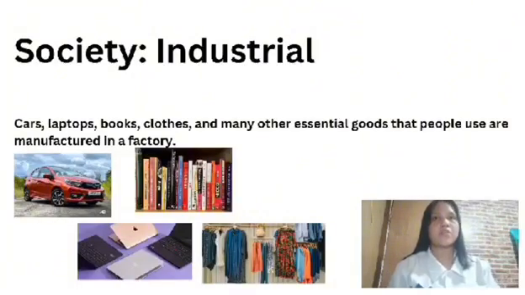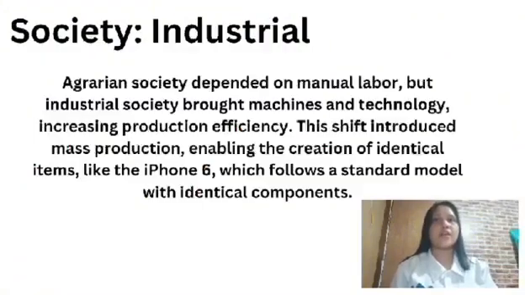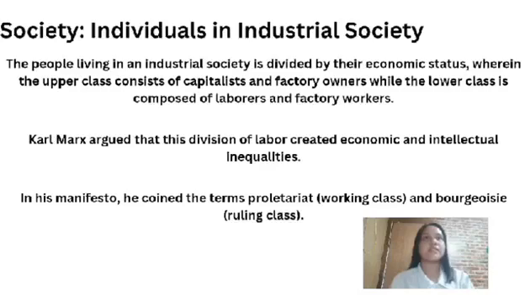Cars, laptops, books, clothes, and many other essential goods that people use are manufactured in a factory. Agrarian society depended on manual labor, but industrial society brought machines and technology, increasing production efficiency. This shift introduced mass production, enabling the creation of identical items like the iPhone 6, which follows a standard model with identical components. Individuals in industrial society.